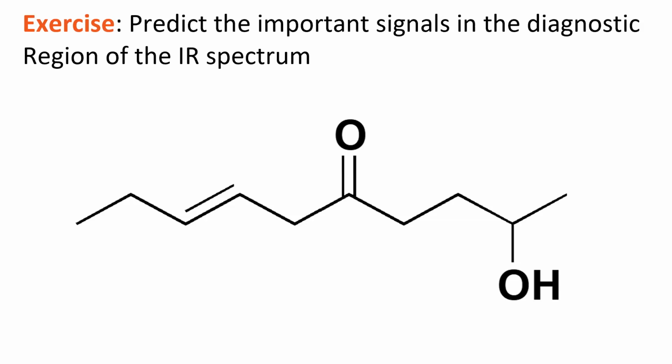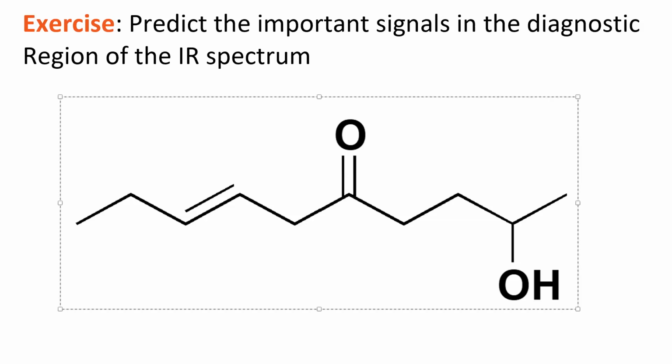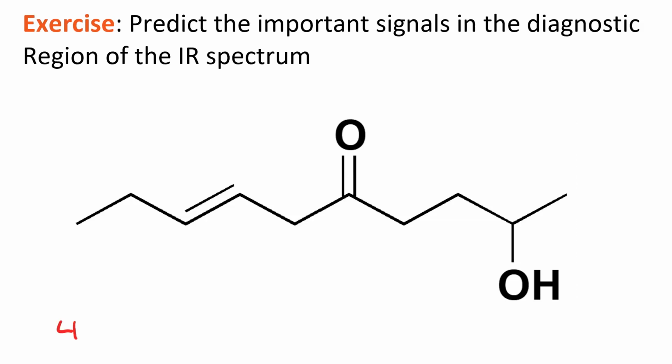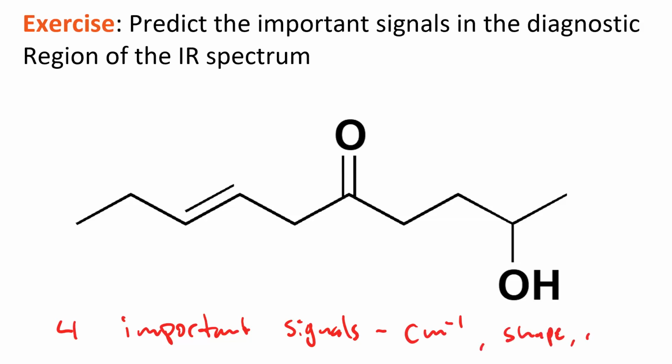Here's an exercise. Predict the important signals that we should see for this molecule in the diagnostic region of the IR spectrum. There are 4 important signals. So, predict their wave number, their shape, and their intensity. Pause your video while you work.